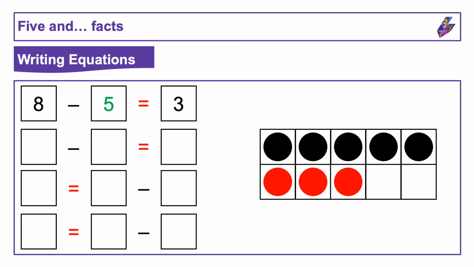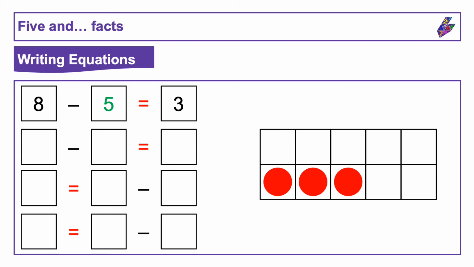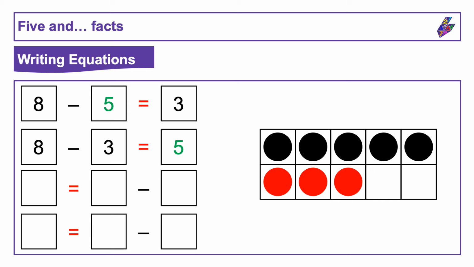You might have thought of 8 minus 5 equals 3, seeing that there were 8 dots altogether, and visualising the removal or subtraction of the 5 black dots on the top, leaving the 3 red dots on the bottom. You might have thought of 8 minus 3 equals 5, seeing that there were 8 dots altogether, and visualising the removal or subtraction of the 3 red dots on the bottom, leaving the 5 black dots on the top.